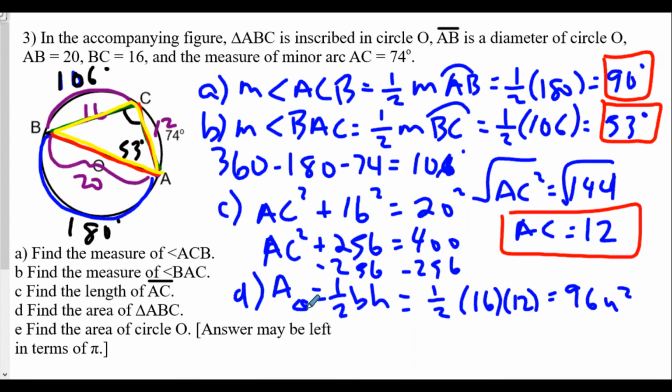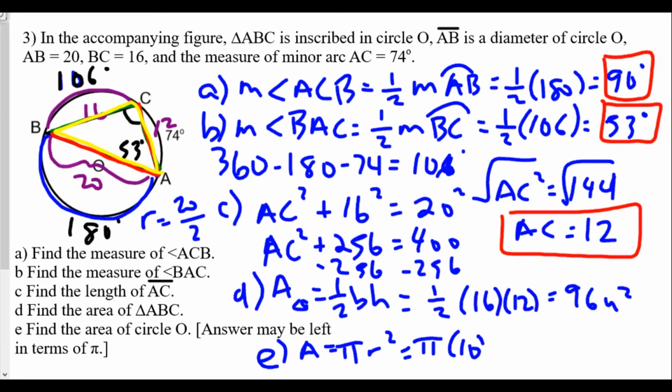And finally, for part E, the area of a circle in terms of pi. The area of a circle is equal to pi times the radius squared. Since our diameter is 20, our radius is 20 divided by 2, so it will be 10. So we're going to use pi times 10 squared. That gives us an area of 100 pi units squared. So these are the answers for part D and part E.